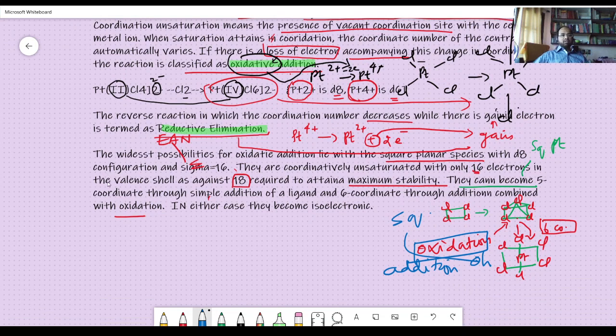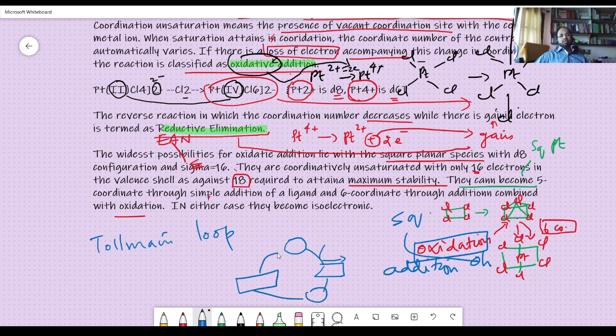The next thing we are going to see is the Tolman's loop. Tolman's loop is a symbolic representation. Suppose you have an initial reaction like this, and you are adding something, so you get some product like this, and with the elimination of certain things, you just keep on going. If it is a cyclic process, you just keep on mentioning them, and something is added and something is removed. That is called the Tolman's loop.